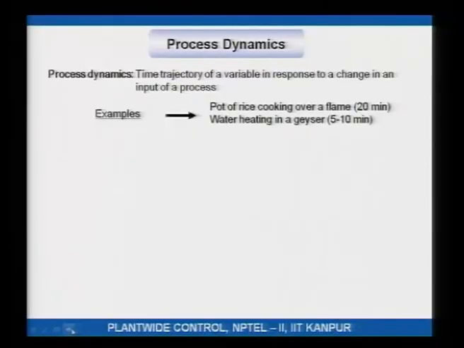So, to define it, I would say process dynamics is the time trajectory of a variable, specifically an output variable, in response to a change in an input to the process. There are several examples, and you need not be a control engineer to appreciate this. You know, if you put a pot of rice on a gas, it takes about 15-20 minutes to cook. So, the cookedness of the rice is the output variable, the intensity of the flame is the input variable.